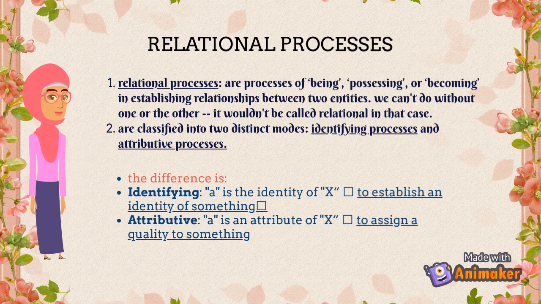The difference between identifying and attributive processes is that identifying is to establish an identity of something. In this case, A is the identity of X. For example, Jenny is a dancer. In this clause, there are two entities, Jenny and a dancer. A dancer is the identity of someone named Jenny, and vice versa.